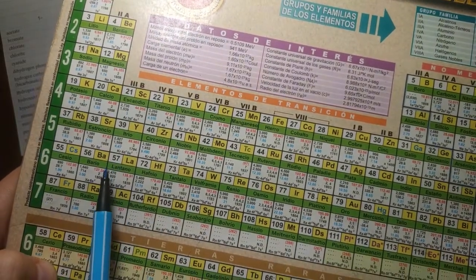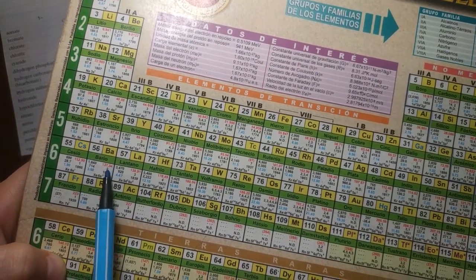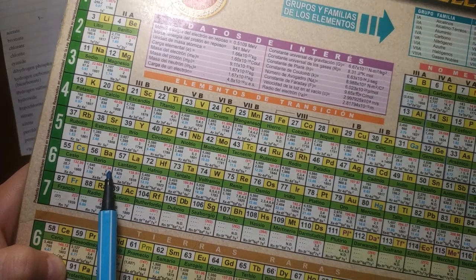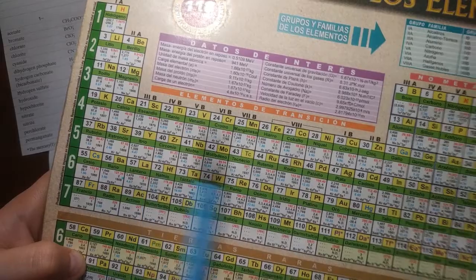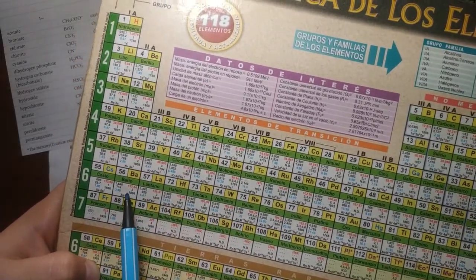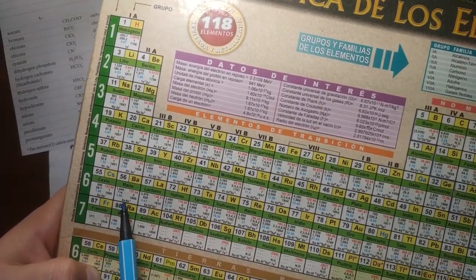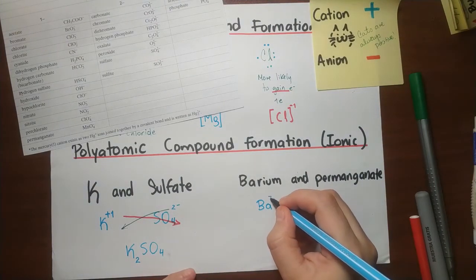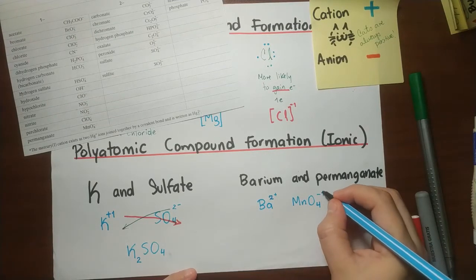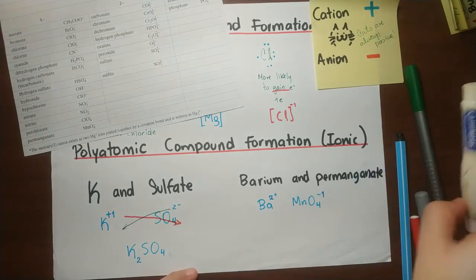Barium is right here, and you can see the total of valence electrons is just +2, okay? If it was negative, it should include a negative symbol, but no, as you can see, it's positive. So that means that barium's charge is 2 plus. 2 plus and 1 minus from permanganate.